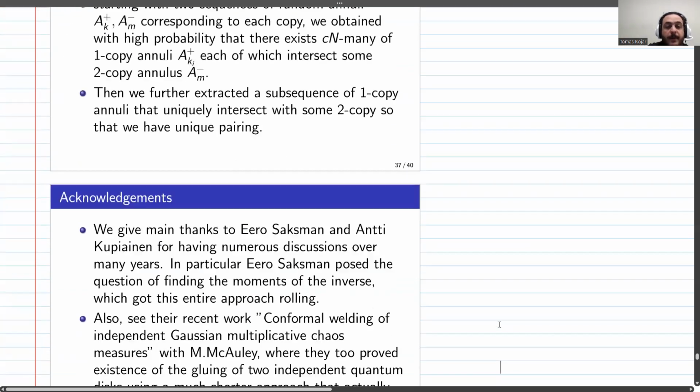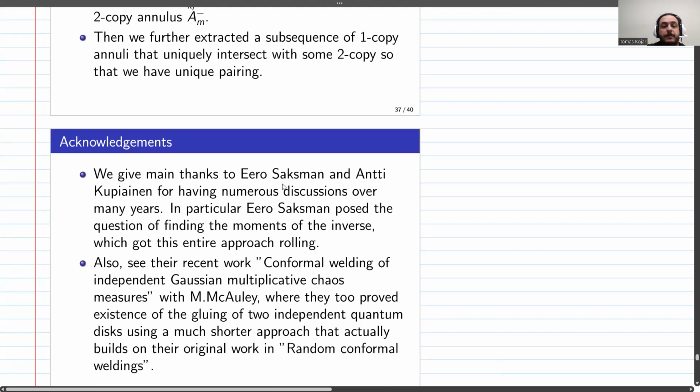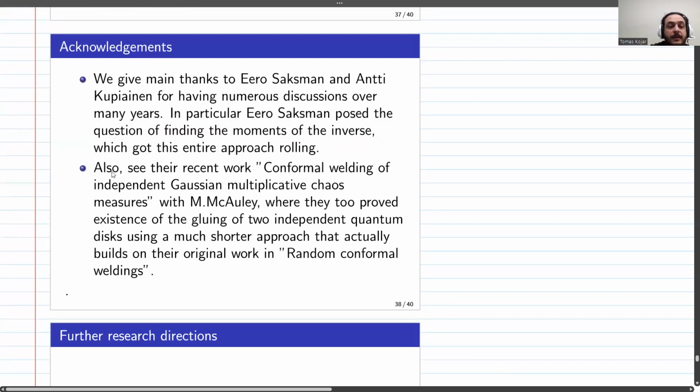We give our main thanks to Eero Saksman and Antti Kupiainen. Eero Saksman in particular posed the question to me to find the moments of the inverse, and that's how this approach started. Please also see the recent work on conformal weldings with Michael McAuley, where they proved the existence of this gluing for two independent quantum disks using a much shorter approach that builds on random conformal weldings.